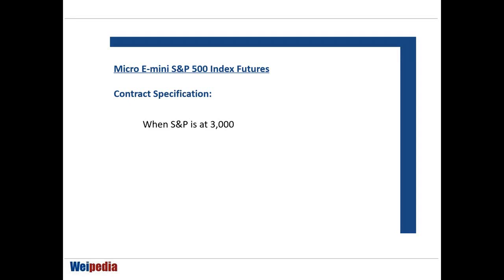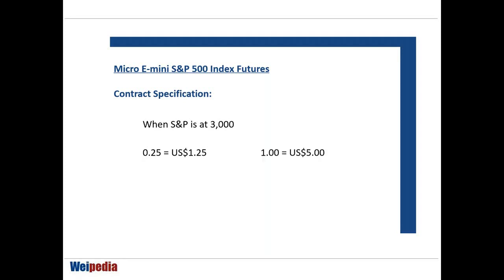When you have a view, whether you want to buy, go long, or go short the E-mini S or micro E-mini S&P at 3,000 points, what does it mean? It means this. First you have to understand there's a minimum contract movement. The minimum contract movement states that 0.25 is equal to 1.25 US dollars.